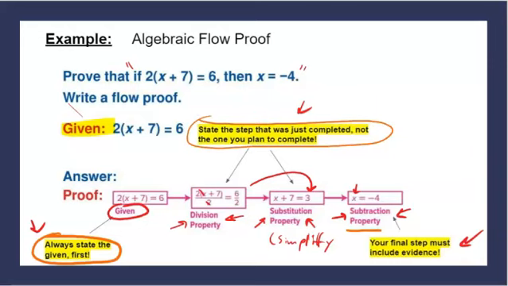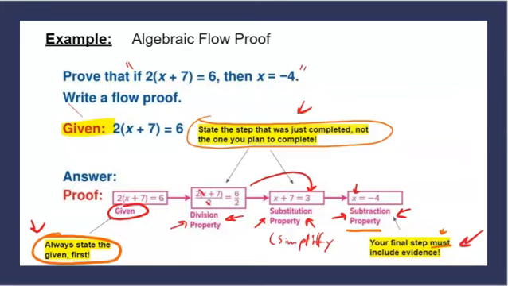And finally, your final step must, keyword, has to have or include evidence. You have to have a statement to conclude. If you have all this evidence and not one for the final step, you're missing the boat. You're missing the idea of the proof in general. So this is the idea of the flow proof.